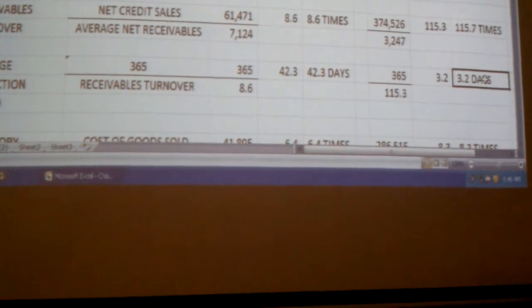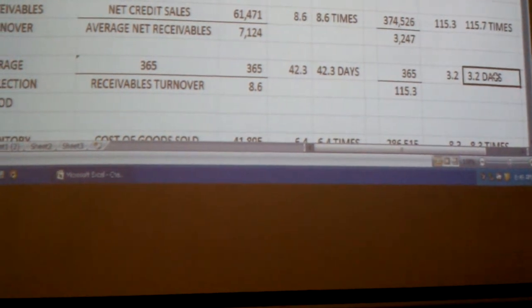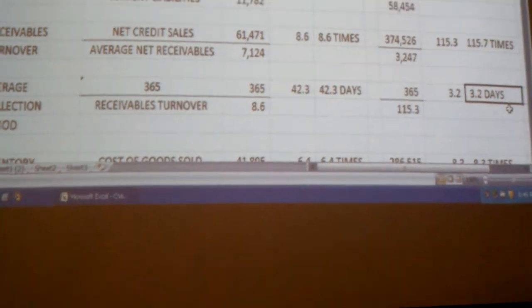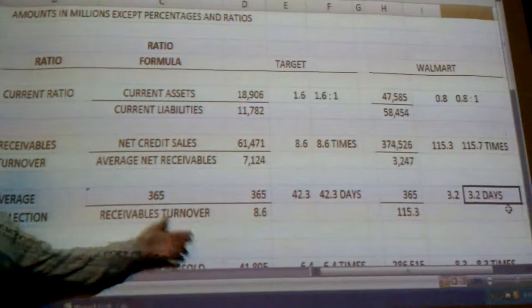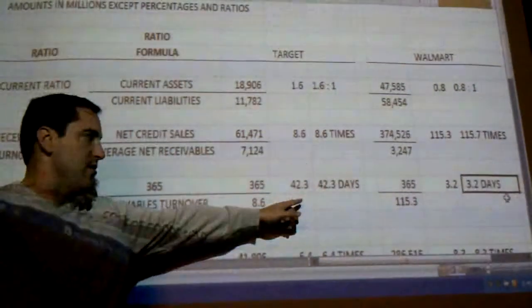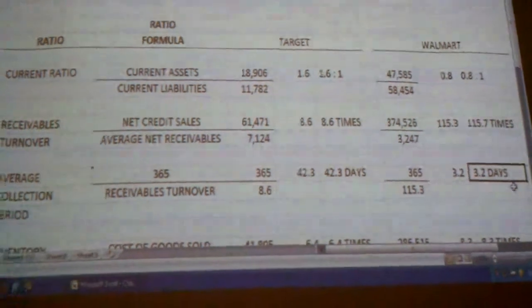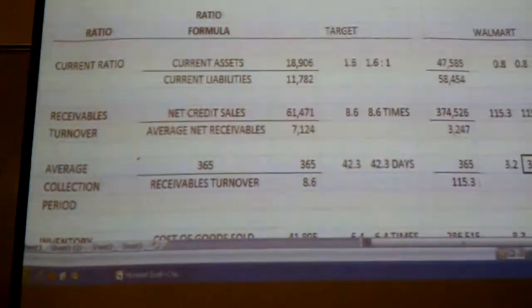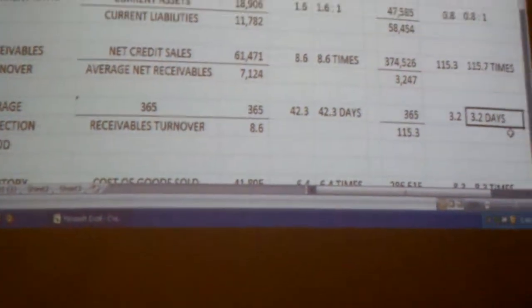And you want to mix up your analysis and your facts presentation. So here I might say something like, it's approximately 10 times faster, right? So 10 times 3 is 30, so it's a little over 10 times faster that they're able to collect their receivables. That's a significant advantage.